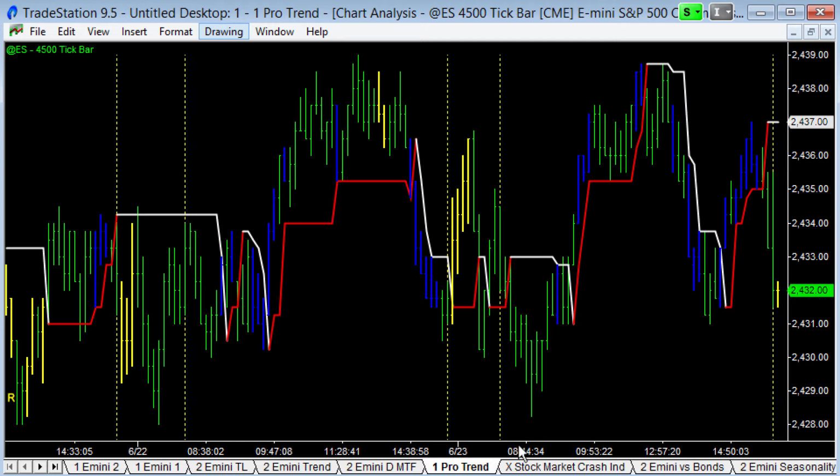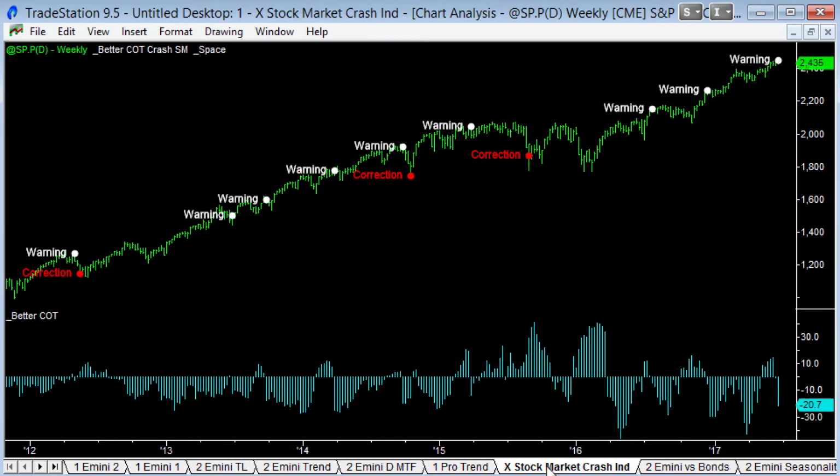Stock market crash warning indicator. Here we go. So not talked about this for a while. Doesn't signal very frequently, 2 or 3 times a year, and it's not perfect by any means. There's a couple of caveats to do with this stock market crash warning indicator. The first one is it's based on commitment of traders data for the SP contract. So the ES is the E-mini, that's what we all trade.